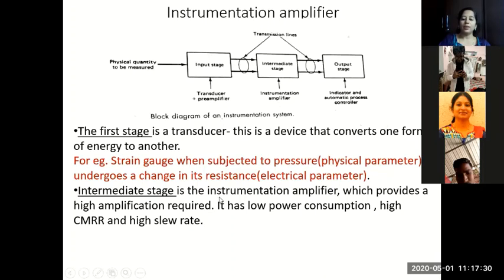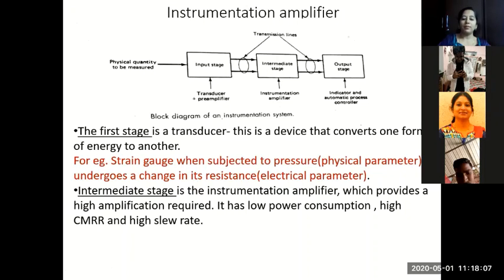So as I told you, the instrumentation amplifier provides very high amplification, high CMRR, high slew rate. Hope you remember what is slew rate. Slew rate is a measure of change in output voltage with respect to time. So it is a measure of the speed of response of the op-amp: how fast an op-amp output can change based on change in its input. So especially when you give a square wave, there is a sudden change in the input. We want the output to change immediately.